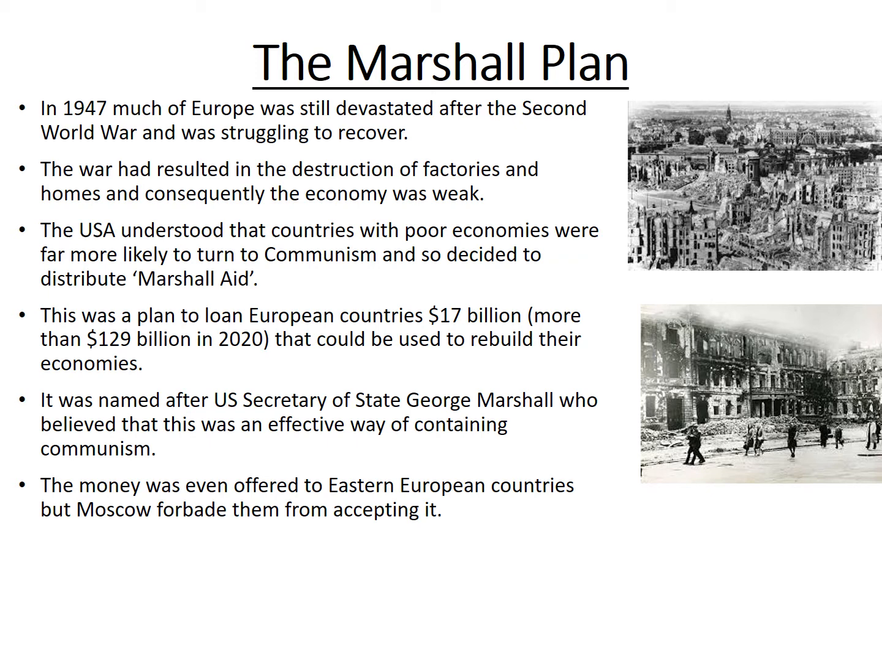And so the USA decided to distribute Marshall Aid, named after Secretary of State George Marshall. Basically, the plan is to give Europe loans, about $17 billion, more than $129 billion in 2020. This could be used to rebuild their economy. So these countries could build factories, rebuild their infrastructure, build new roads and new railways and ensure that people could go back to making money. Then they'd start trading and selling things, hopefully back to the US, and they'd buy US goods. And all of a sudden, the economies would boom. Well, that was the hope.